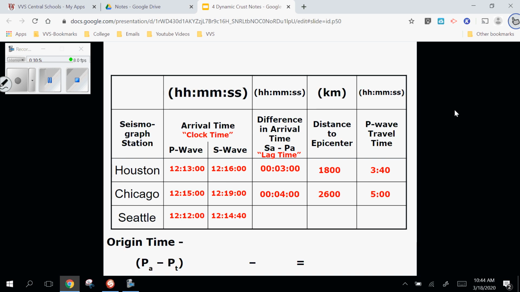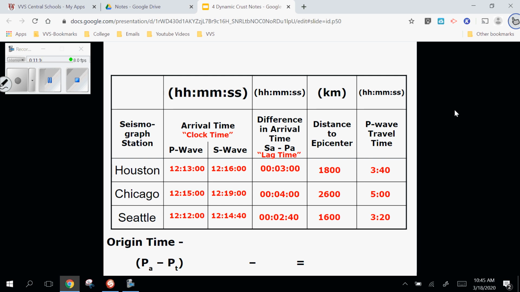And now Seattle's done the same way. The time difference is 2 minutes and 40 seconds. We mark 240 on our piece of paper. We slide it up the scale until it touches both lines. Read down to the bottom. We get 1,600 kilometers. Read across from the bottom tick mark, and we get 3 minutes and 20 seconds.